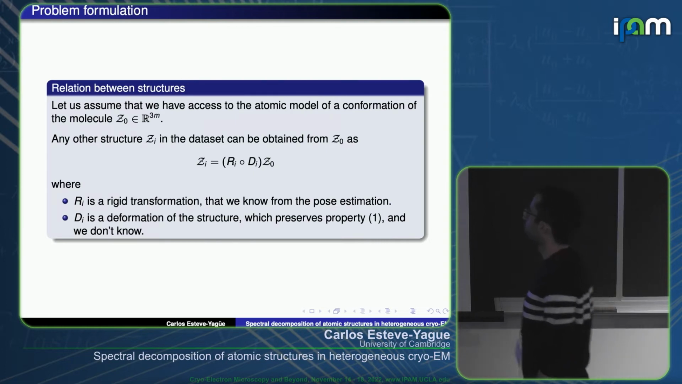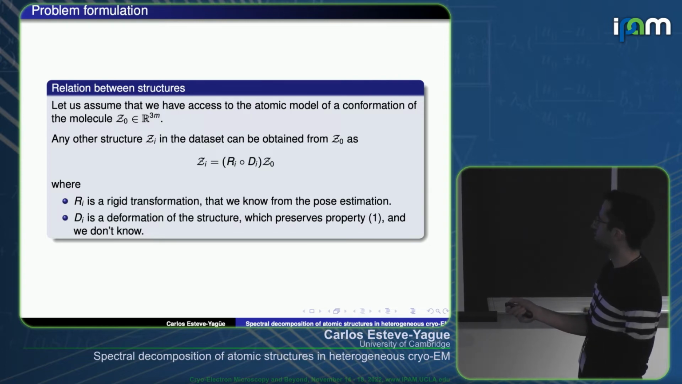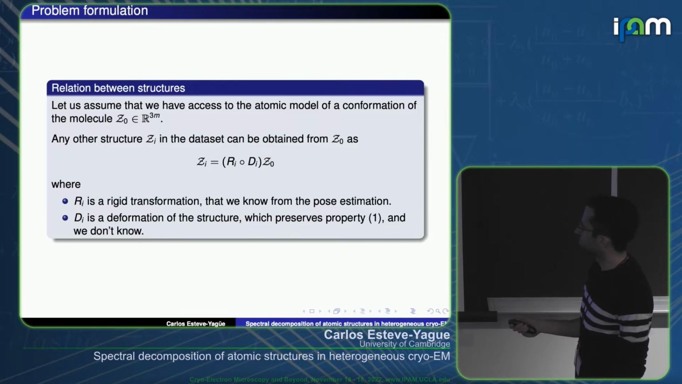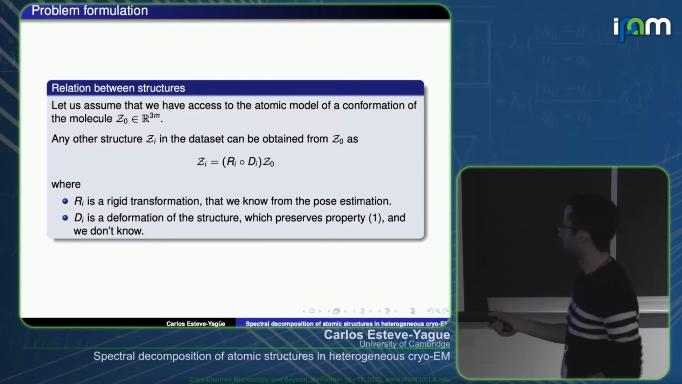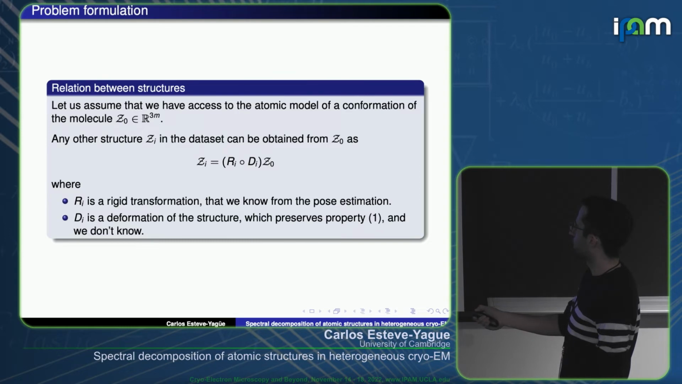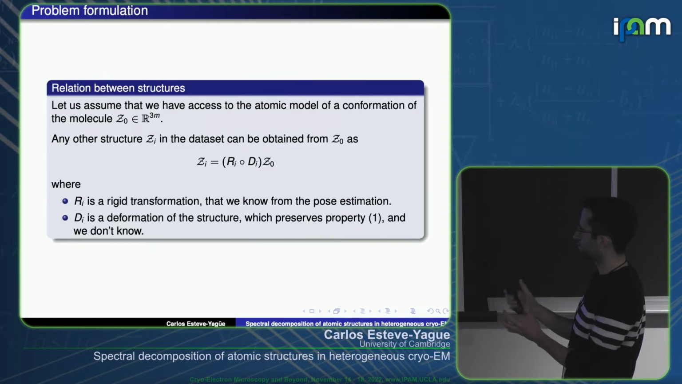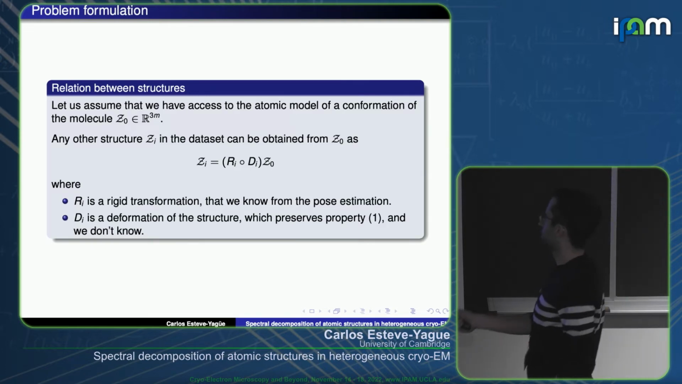So first of all, what is the relation between the different structures? We know that if we are given a conformation or a structure of the molecule, all the other structures are obtained by applying a deformation of the structure, which accounts for the different conformation. So we have a curve, and we are going to deform it some way. And there we are going to apply a rigid transformation, which represents the pose of the particle. So this is how all our structures are related.